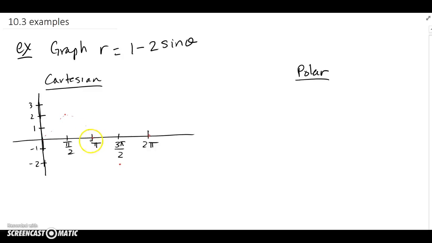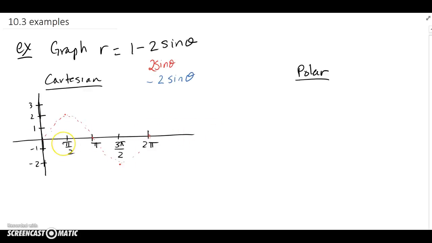So I'm going to make that dotted because, again, that's not my final graph. So there is the sine function. And then I have negative 2 sine. The amplitude was 2, that's why I went to 2 and negative 2. The minute I look at negative 2 sine theta, again, all I've done is reflected it about the x-axis.